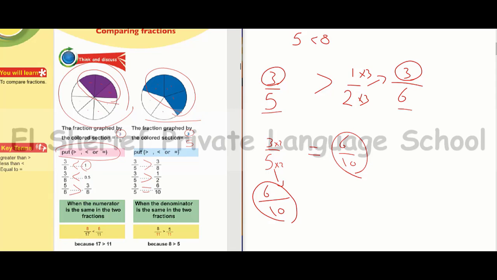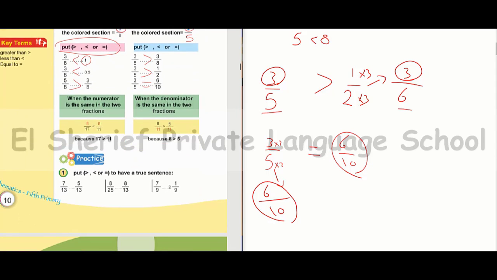When the numerator is the same, in the opposite figure, the greatest denominator gives me the smallest fraction. When the denominator is the same in two fractions, the greatest numerator gives me the greatest fraction.